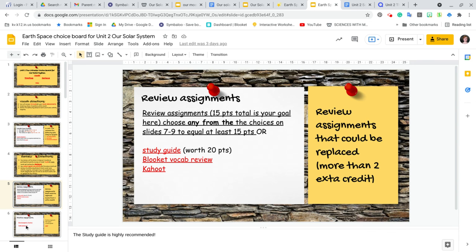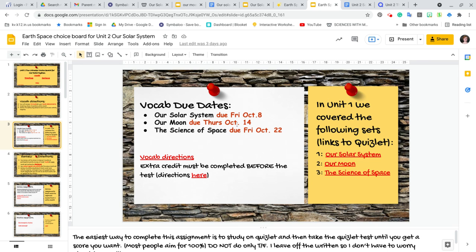Don't forget vocabulary. Quite a few of you still had missing vocabulary. Slide 3. The moon, which I ended up moving to Tuesday so I could put it on this quarter, give you more time to do it. And the science of space. That's all I have for you.